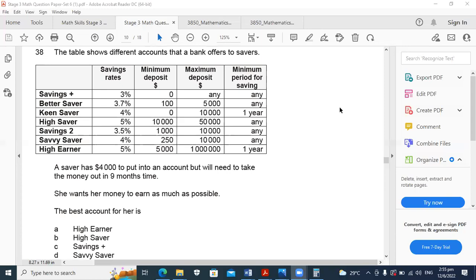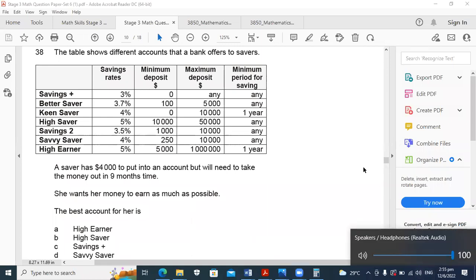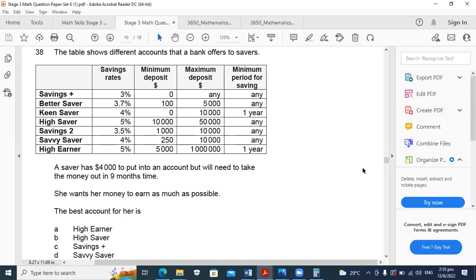Guys, what do you think the answer is? Why does this thing look like this? Yeah, this looks like some little trick thing. It's supposed to be B. Hmm? I think it's supposed to be B. Savvy saver.